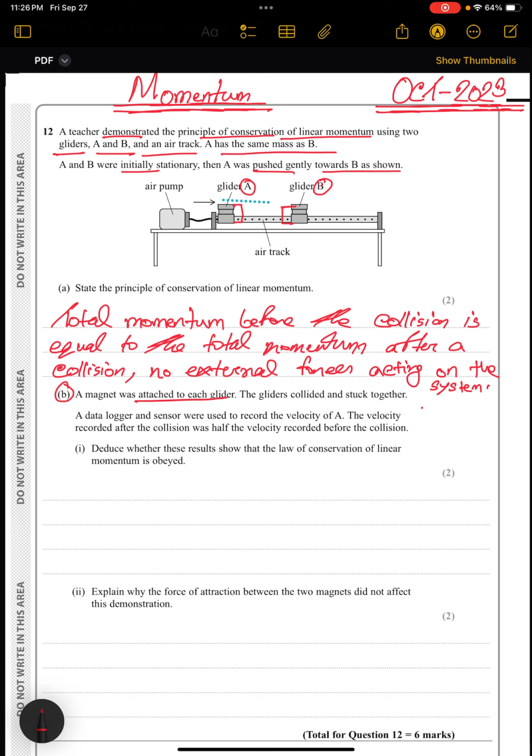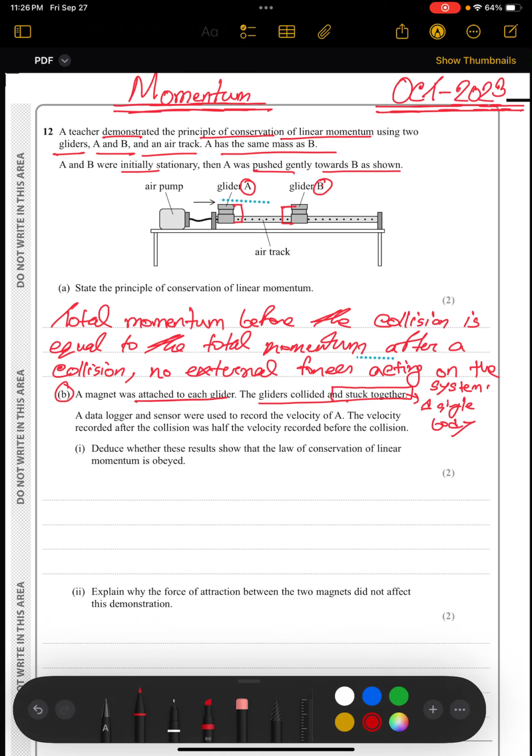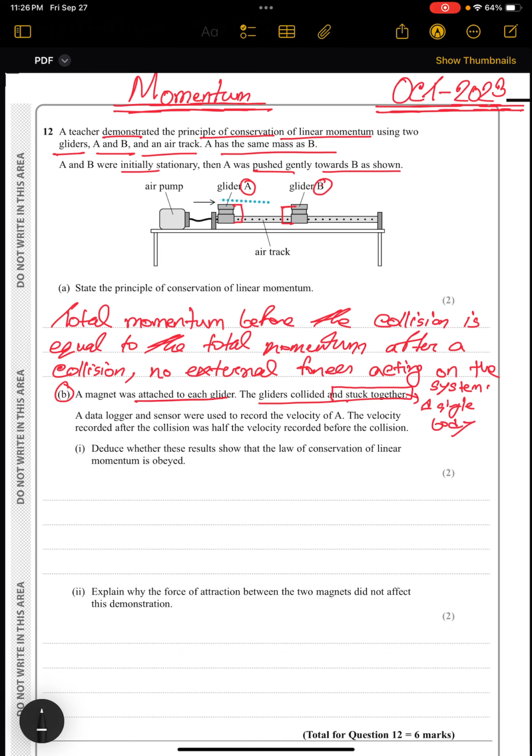The gliders collided and stuck together. So they stuck together after the collision. They become one single body after the collision.